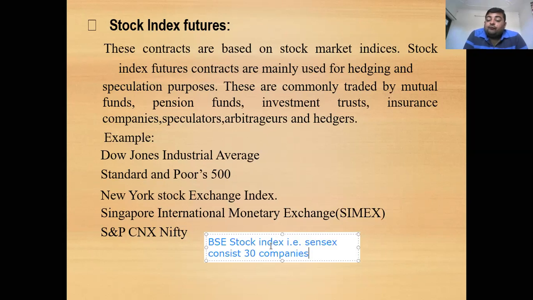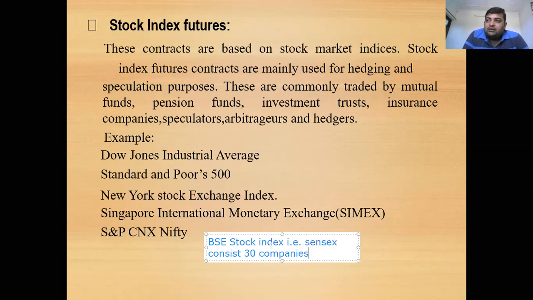If we are trading on the stock exchange itself, these are known as stock index futures. For example, we have bought a 3-month future contract of Sensex at the rate of 35,000. Now, if the Sensex reaches 35,000, then the contract is fulfilled.